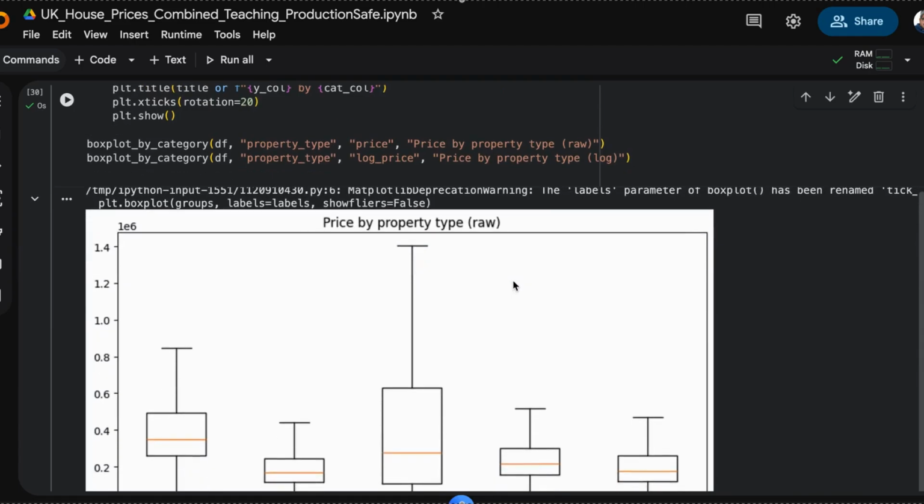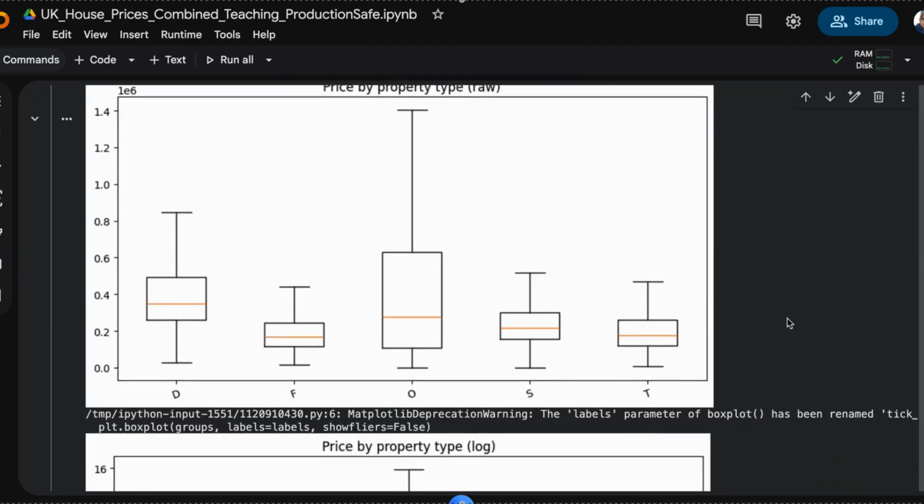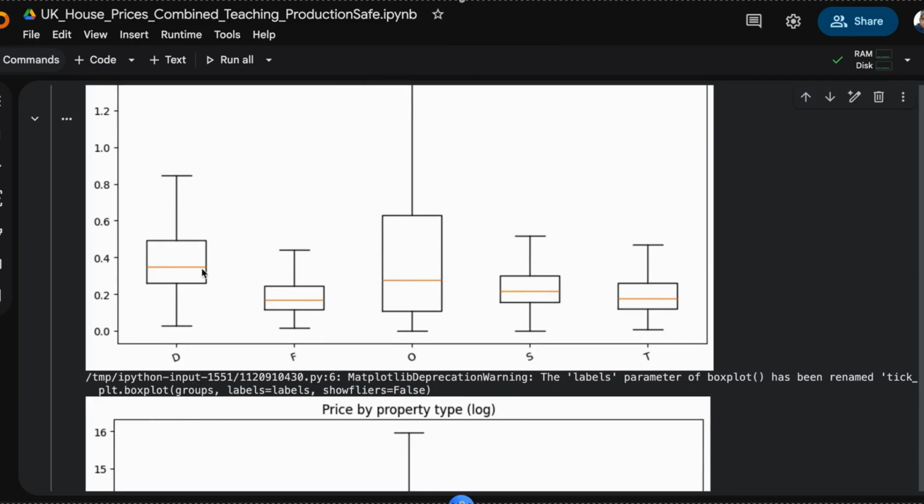Now we examine how price varies by property type. Detached properties show the highest median price. Semi-detached properties fall below detached. Terraced properties fall further. Flats tend to cluster at the lower end.